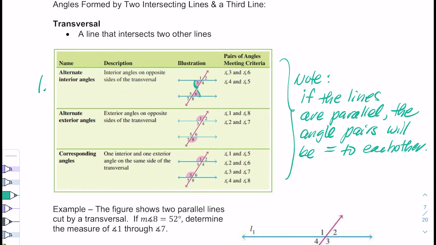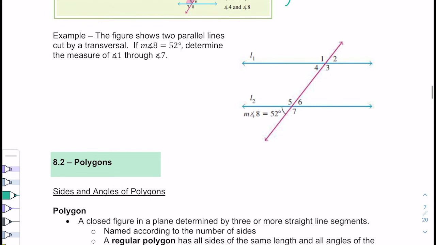So let's take a look at an example. In this example, we've got two lines, and it tells us they're parallel. So this is line 1, and this one's line 2. And they're parallel, okay? And don't ever assume lines are parallel unless it's stated. So they're cut by that red line, which again, remember we call that the transversal. If the measure of angle 8 is 52 degrees, determine the measure of angle 1 through 7.